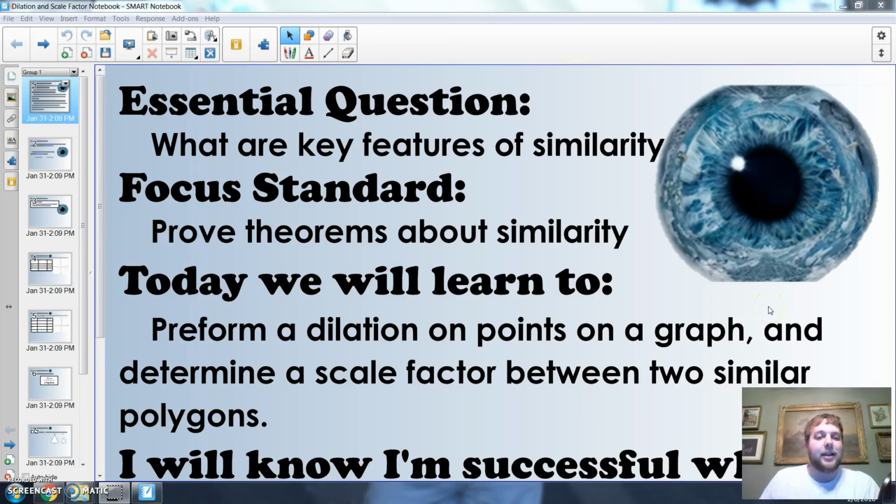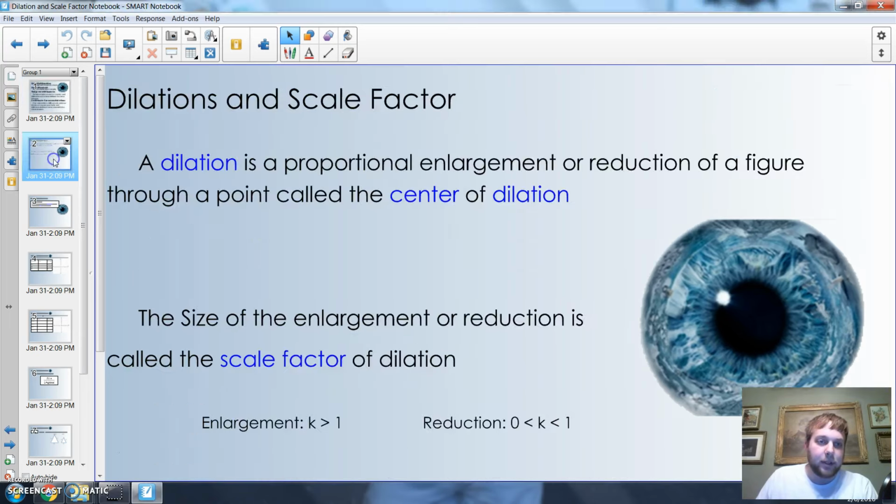It's late at night and I am ready for bed, but I gotta get this dilation stuff on. So, let's kick it out. All right, we're performing dilations on points on a graph, and we'll also be determining scale factors. All with the eye of Sauron just glazing right at you the entire time. All right, here we go.